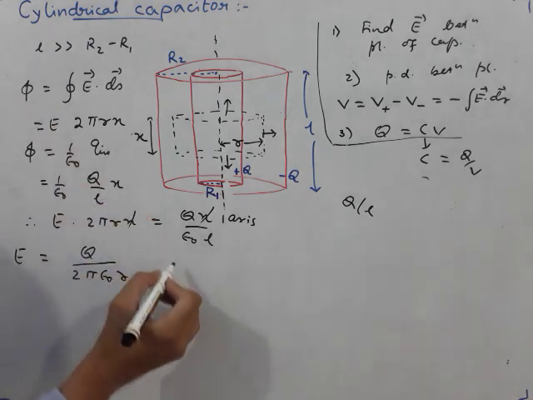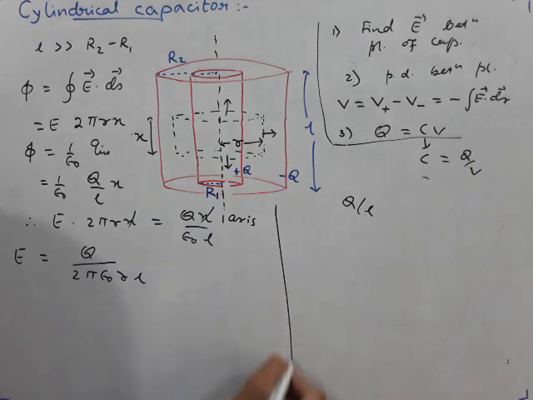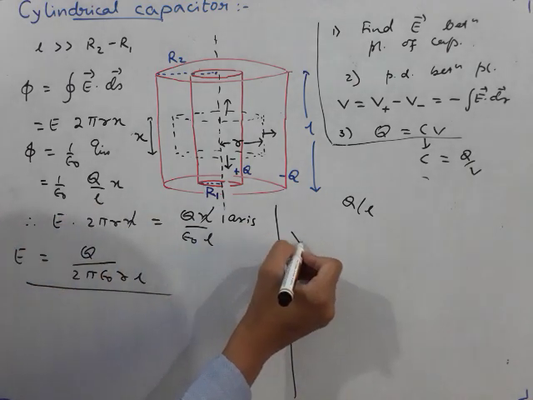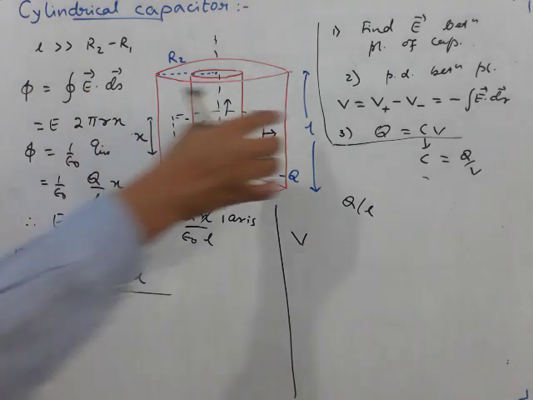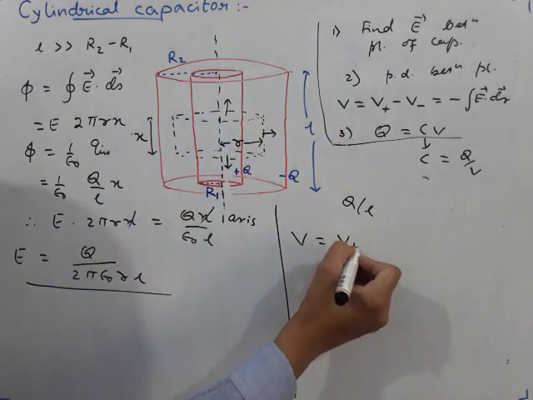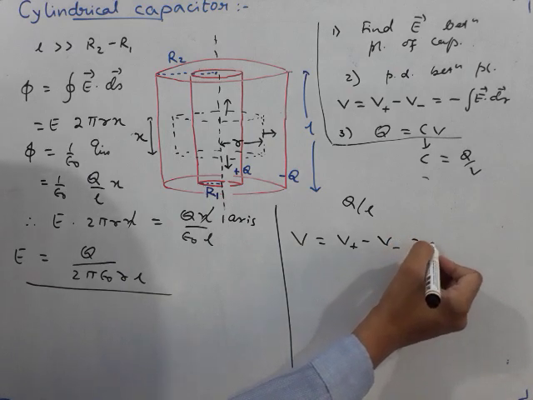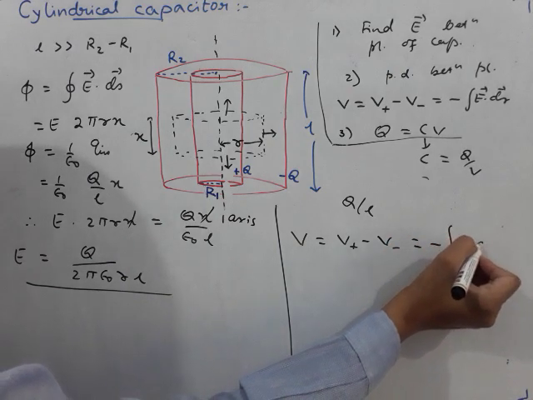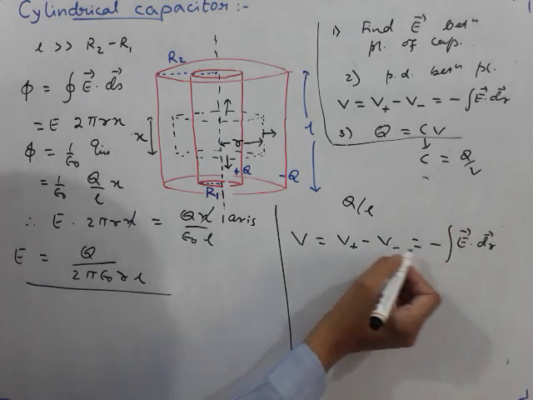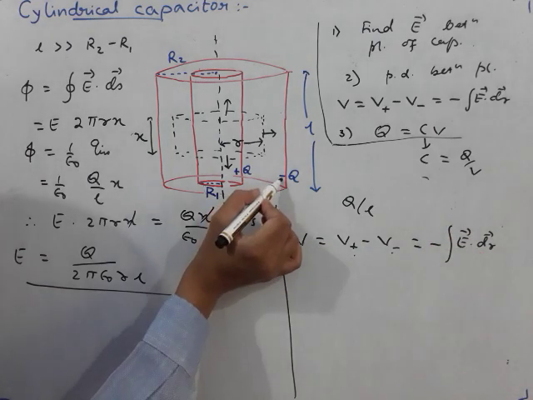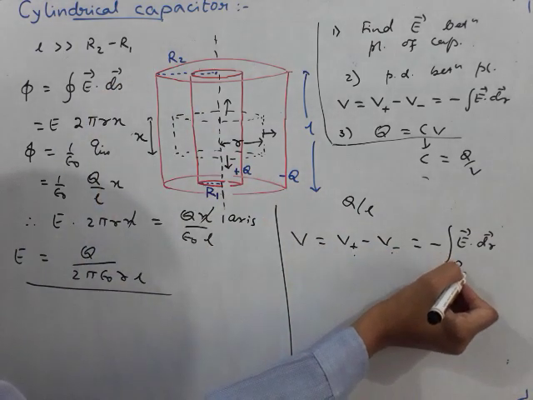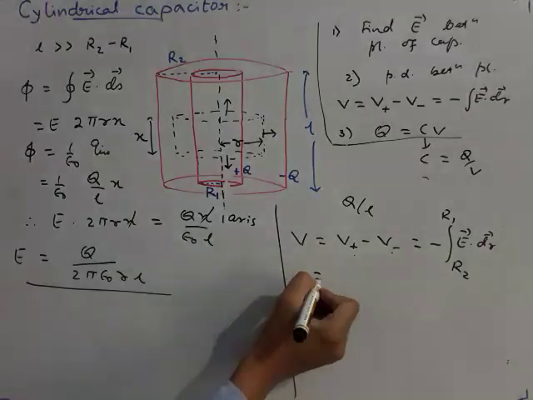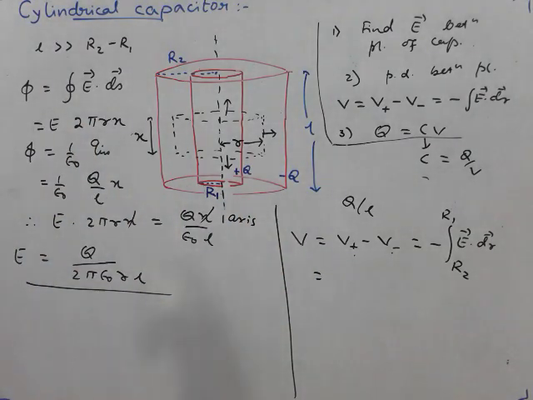Next step would be to find the potential difference between the plates of the capacitor. How will you find that? We will find that by simply using the formula, this one. So V is equal to V plus minus V minus, and that is equal to how much? Minus integration E dot dr from the minus plate to the plus plate. The negative plate is which one? That is having radius R2. So R2 to R1. Now E and dr vector are in the same direction, these things you know.